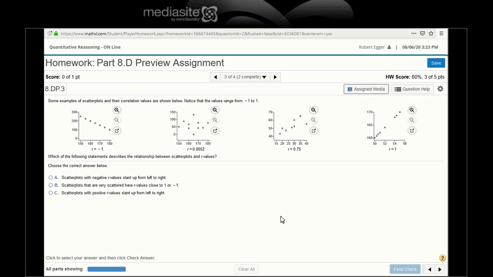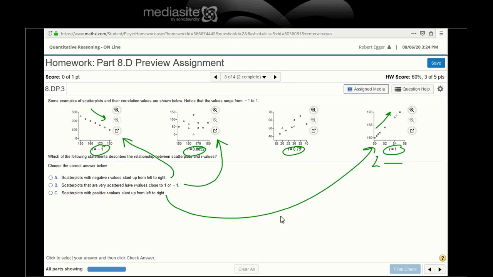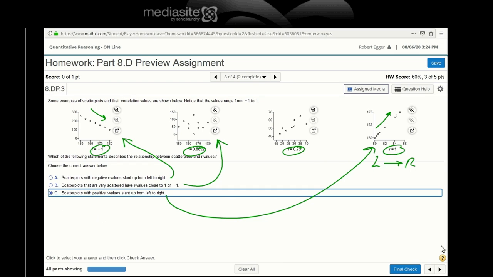Alright. Questions on scatter plots. Okay, here's scatter plots, and here's a correlation form. Negative scatter plot, negative slope. Positive scatter plot, positive slope. So scatter plots with a negative R value slant up from left to right. Okay, that means this guy, and he is not slanting up left to right. Scatter plots that are very scattered have R values of minus 1 or 1. Well, here's a very scattered one, so nope. Scatter plots with a positive R value slant upward from left to right. Bingo.